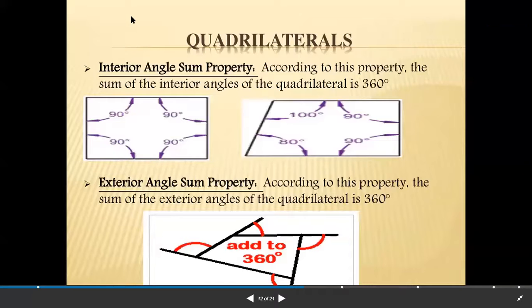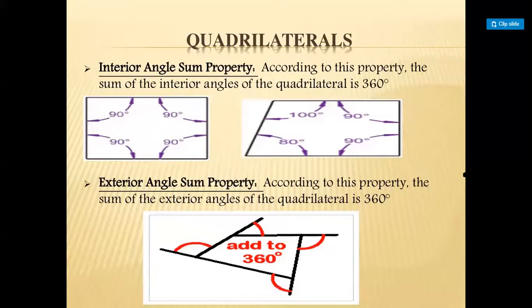Now, interior angle sum property. You all know that the sum of the angles of a quadrilateral is 360, that we have just discussed. And one more thing is there, this property is known as the exterior angle property. Sum of the exterior angles of a quadrilateral is also 360. Write down the exterior angle property. The sum of all the exterior angles of a quadrilateral is 360. This will always happen, but in case of the quadrilateral.